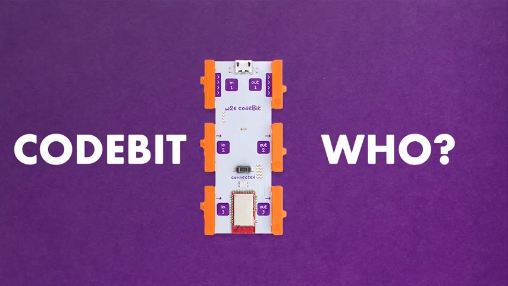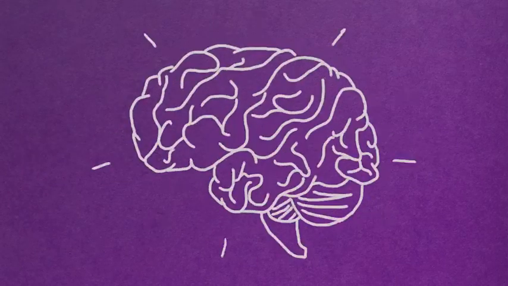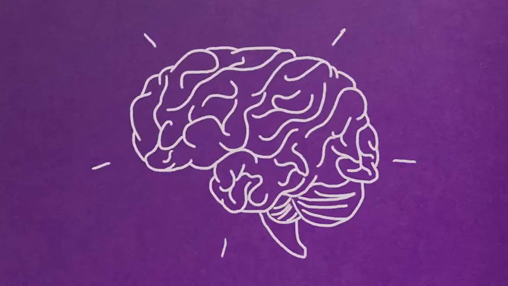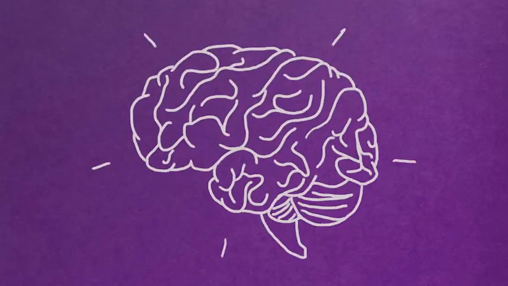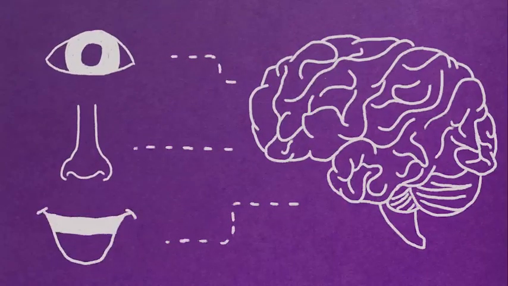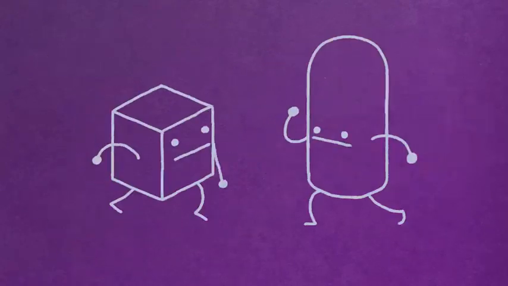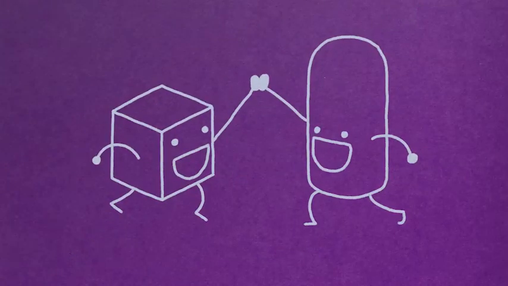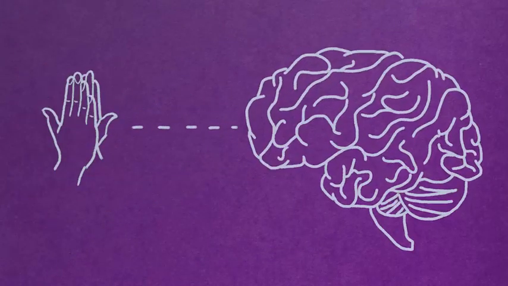CODEBIT who? You can imagine the CODEBIT like your brain. It's there sitting in your head waiting for signals from the outside world. Good thing you have your senses to do just that. Send signals to your brain. Get a high five from your friend? Your senses will be quick to report to your brain a signal of what just happened.